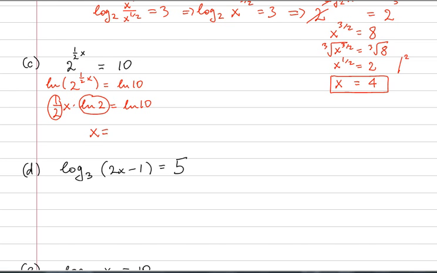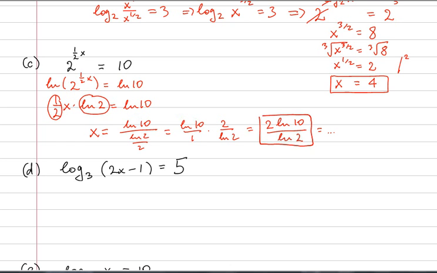which is ln 10 divided by ln 2 divided by 2, which as a double fraction is ln 10 over 1 times the reciprocal of the denominator, which is 2 over ln 2. So this is 2 ln 10 divided by ln 2, and if you wish you can plug this in the calculator or leave it as it is. It cannot be more accurate than as an expression like this.